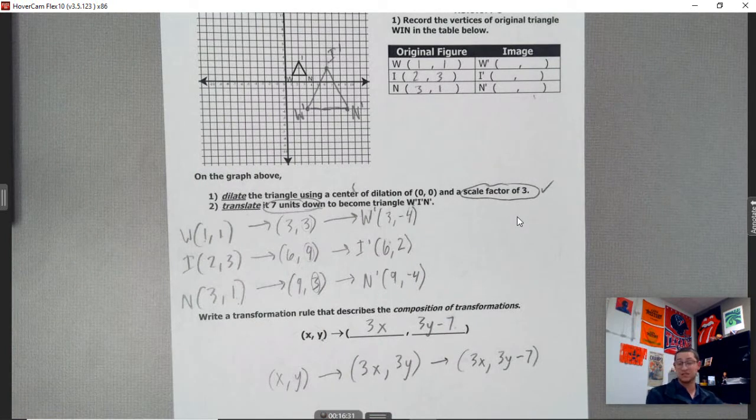That is compositions of transformations. Again, that's putting multiple transformations together. We've got those 4 options that we've been working with: dilations, which is expanding, translations, which is shifting the figure, reflections, reflecting over an axis, and rotations, rotating around a point, okay?